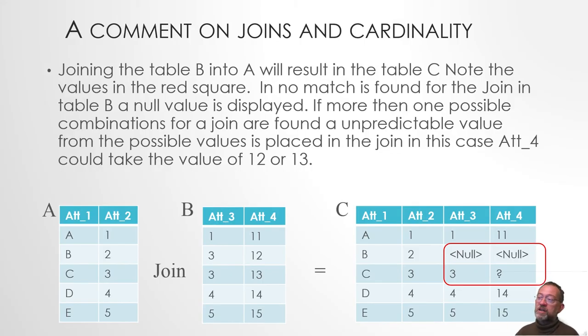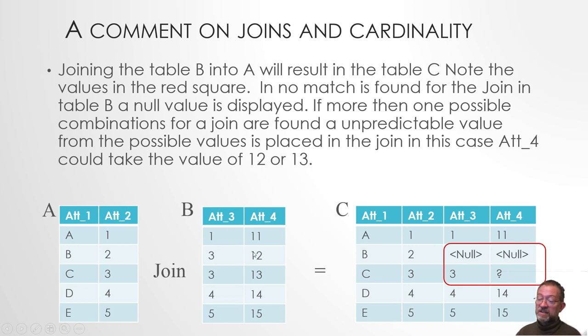When doing the joins, there's one thing you have to be aware of, and that is what we call cardinality. So we have two tables, an A and a B, and we have the attributes A, B, C, D, E, 1, 2, 3, 4, 5, and then we have this one here, 1, 2, 1, 3, 3, 4, 5. And we're going to join them based on our attribute, so we're going to join attribute 2 with attribute 3.